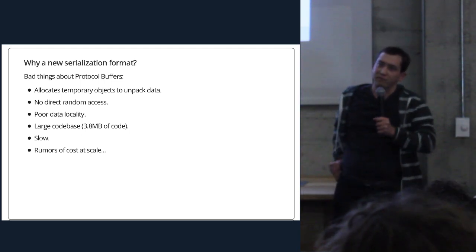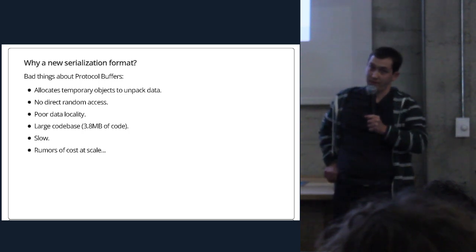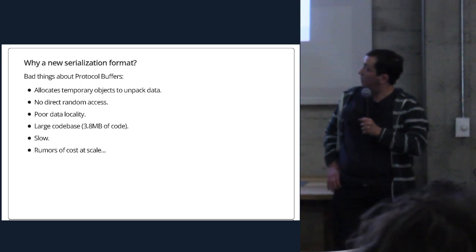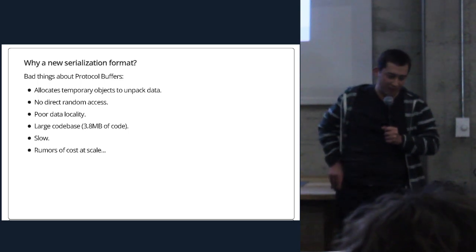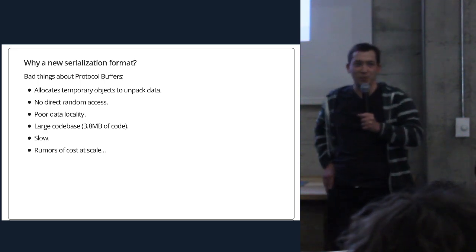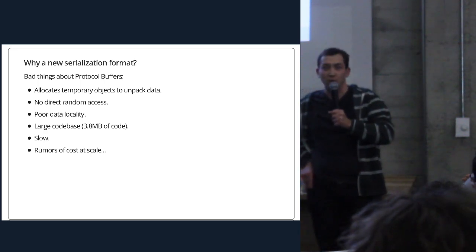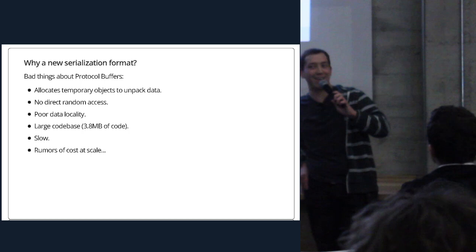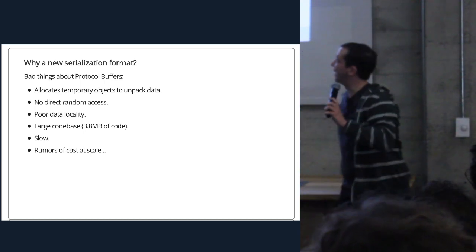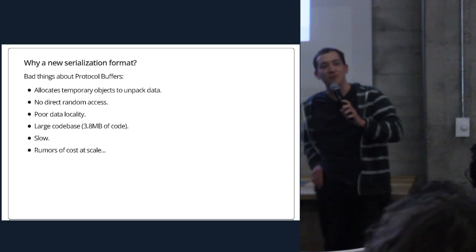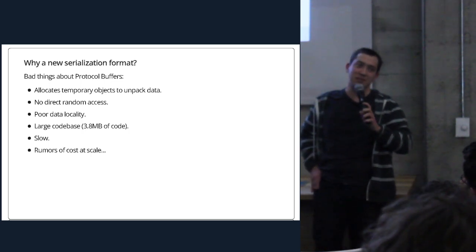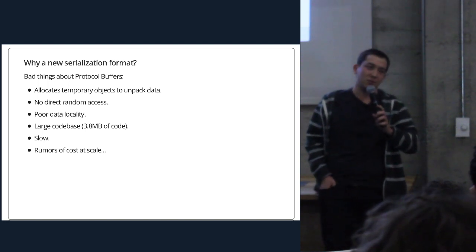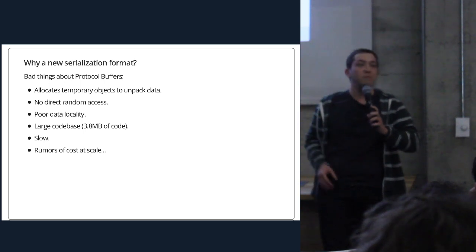Very large code base. Protocol buffers weighs in at almost 4 megabytes of code. And they're slow, relatively speaking. And finally, I've heard rumors, I can't really substantiate this, but Google spends millions of dollars. That's the NDA censorship. Not a popular talk. So I've heard rumors that Google spends millions of dollars every year serializing and deserializing protocol buffers. And you might say, oh, well, that's just because they have so many computers. Well, yeah, sure. But the order of magnitude is much higher than maybe it should be in theory.